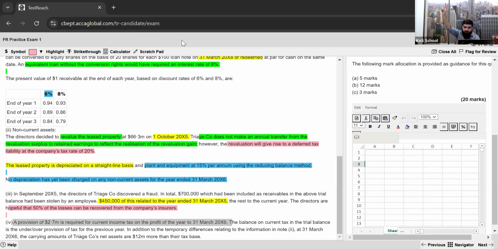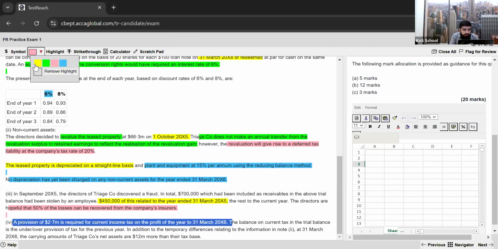Current tax, very good, Fatma. Prior tax and the deferred tax. Very good, Daniel. Very good, Hamza. Current tax, prior tax, and the deferred tax. And in 99% of the cases, the examiner will always provide you with the current tax and the prior tax. Nothing to worry about for the current tax and the prior tax. All you have to do is calculate the deferred tax. Now, $2.7 million is required for the current income tax for the year ended 31st March 2006.